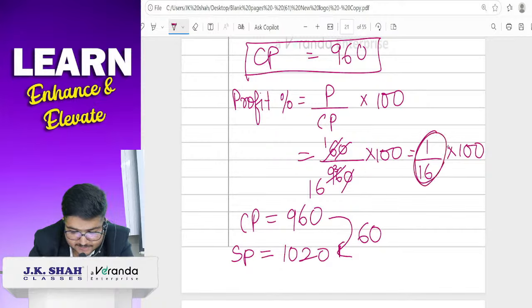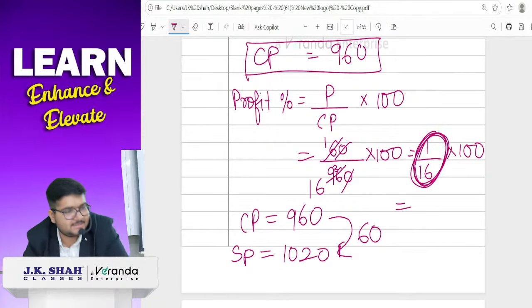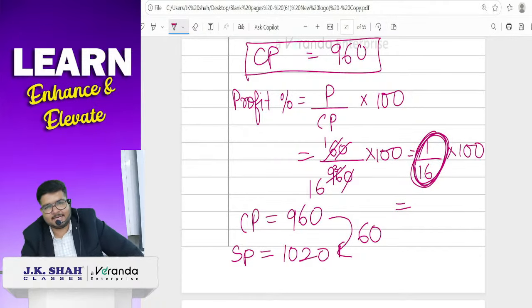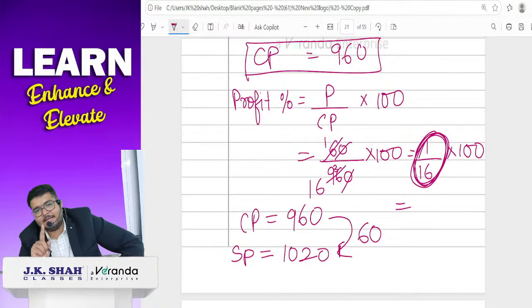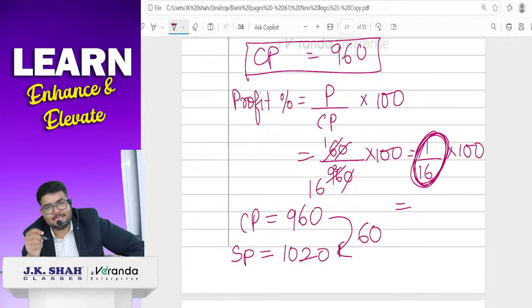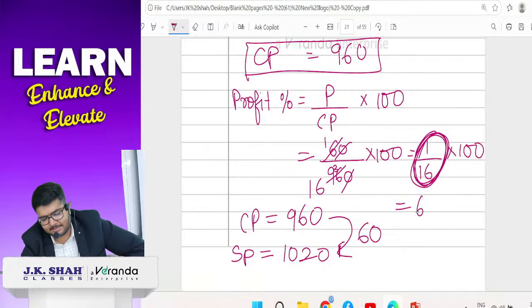Now I have given you the value of 1 upon 16 in percentage form. If you remember the table that I gave you just before the profit and loss chapter, in that table it is mentioned that 1 upon 16, the value in percentage, is 6.25 percent.